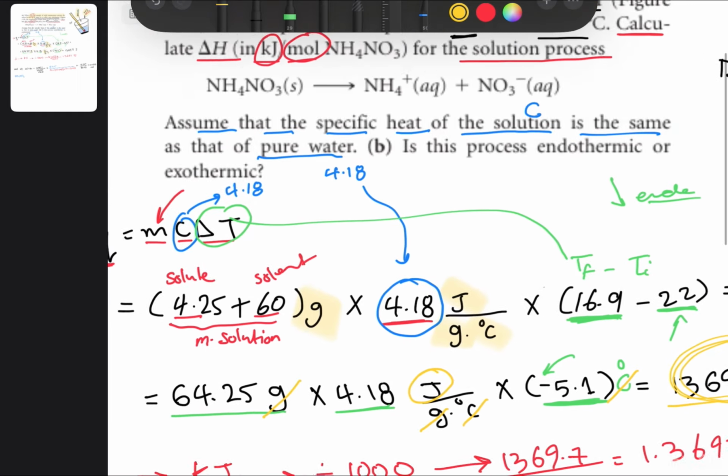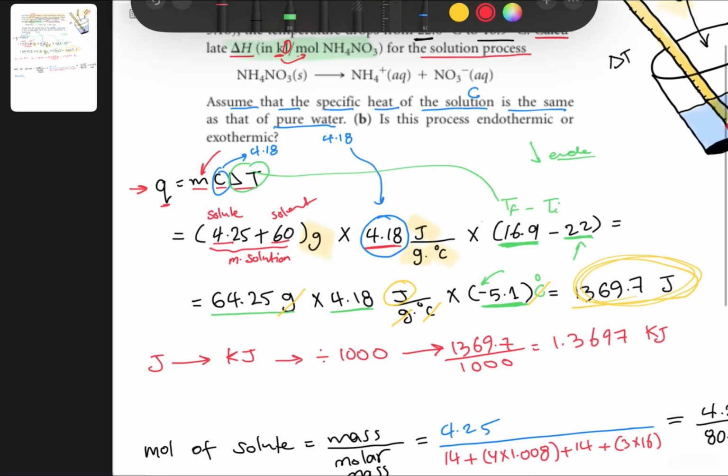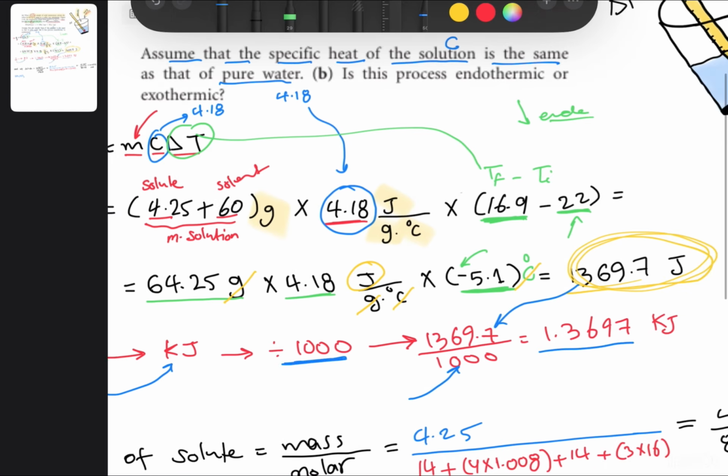Okay, but you have to think more. The question is asking me to calculate the delta H, which means in kilojoule per mole. What I calculated is only in joules, so I have to change it to kilojoules first and then calculate the number of moles. So what should I do? In order to change your value from joule to kilojoule, you have to divide by 1000, and then we get this number, which is in kilojoule.